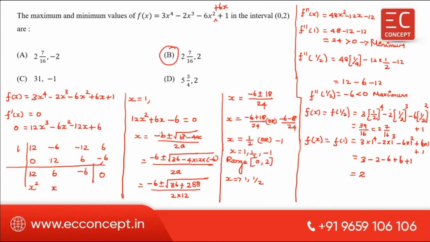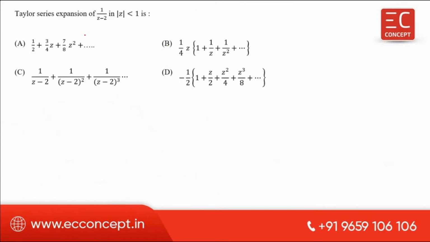Now next question is the Taylor expansion of this one, and Z is less than 1 is. Okay, so this is a very simple question. Taylor expansion, Z minus 2, what you have to write? You have to change this in the format of Z minus 1, so that the problem becomes simpler. In order to make Z minus 1, you have to take 2 out. So that is now Z minus 1. You will get something like that. Okay, sorry. Z by 2 minus 1.